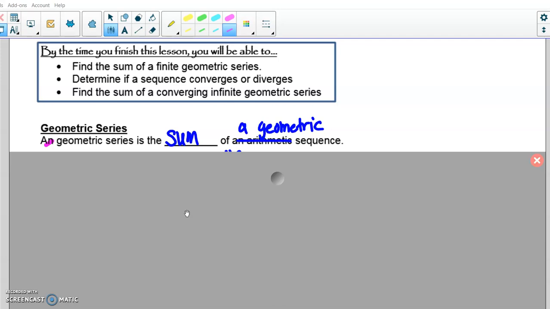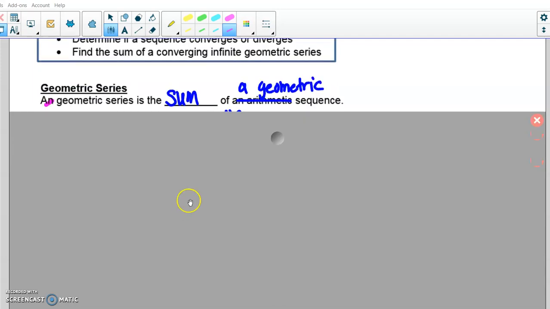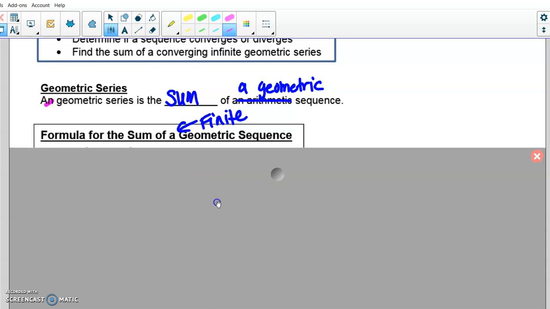So a geometric series is the sum of a geometric sequence. If we would have done arithmetic series, it would have been the sum of an arithmetic sequence. But we're going to just do geometric series since we've only done geometric sequences. So it's just the sum. Remember, sum means when you add things up, it's the answer to an addition problem. And you can have a finite geometric series or an infinite geometric series. And we're going to do finite geometric series in this lesson.